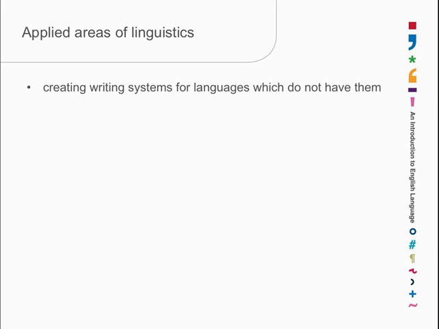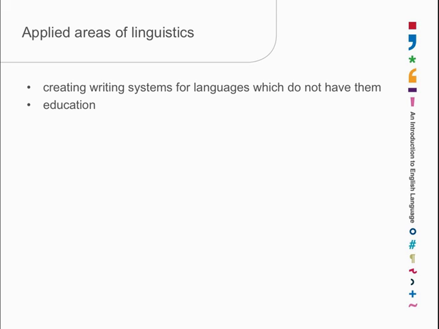Of course, we've come to rely on them. The tax department in particular relies on them. How can you tax someone if they can't fill in a tax return? So all over the world where there are people who don't have writing systems, other people are busy creating writing systems for them, and linguists are heavily involved in that.